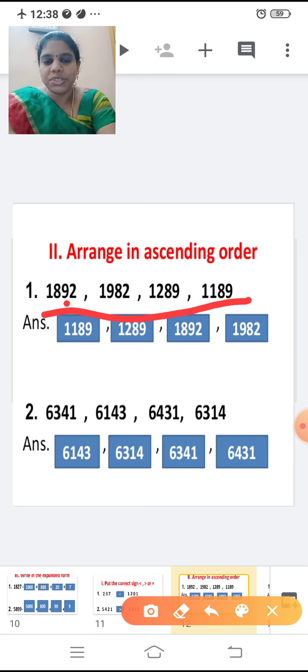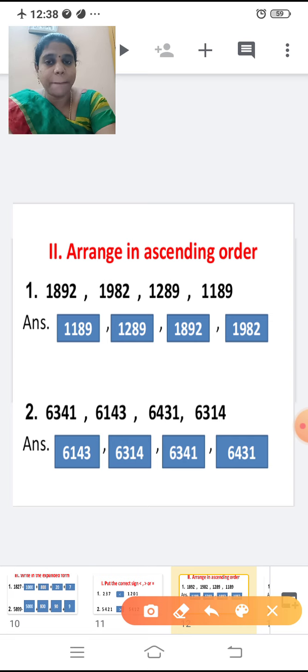1892, 1982, 1289, 1189. Now we are going to compare between these numbers. Now tell me which number is smaller. Arranging in ascending order means smaller to bigger, right? So now tell me out of these four numbers which is smaller.